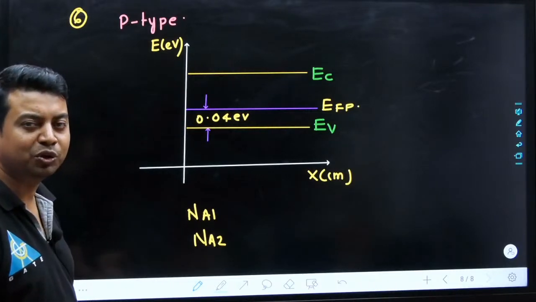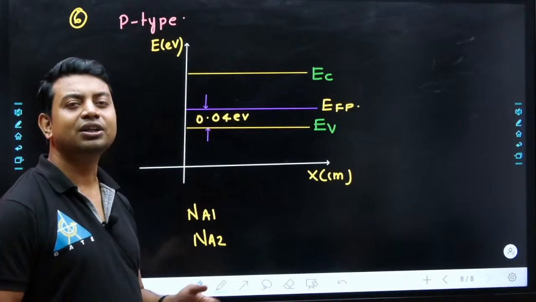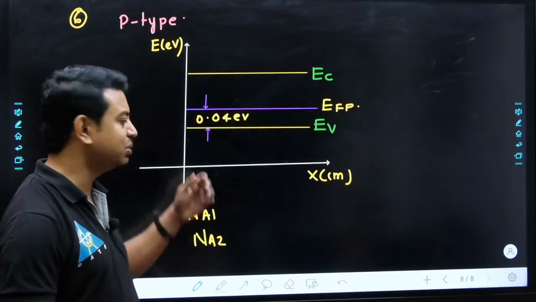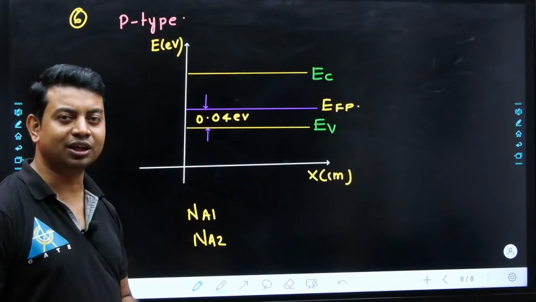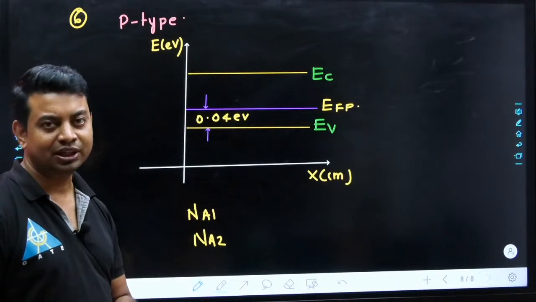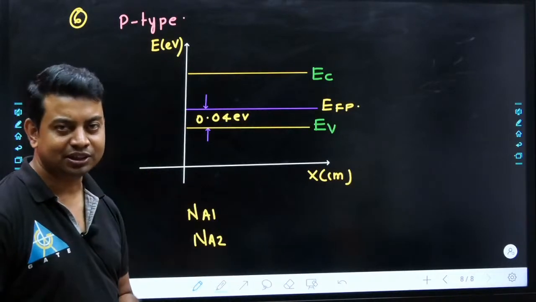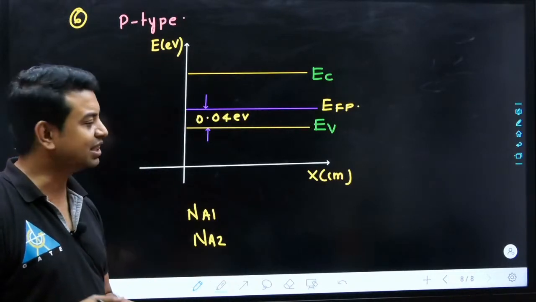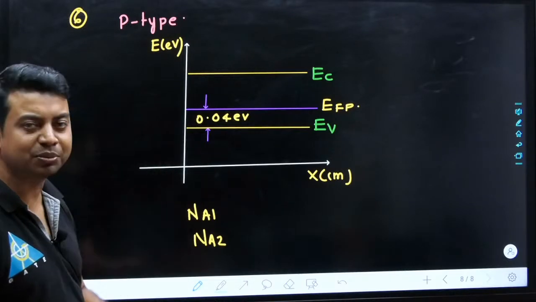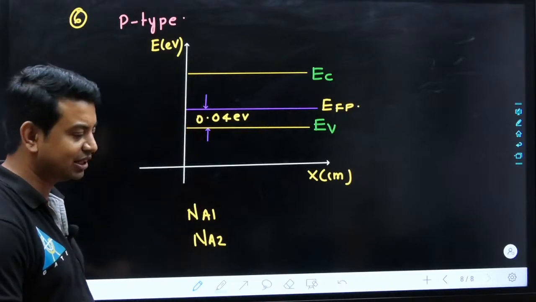Why? Because we know as we increase the temperature, the Fermi energy level will move closer and closer to the center of the forbidden energy gap. If the Fermi energy level is moving closer, the difference will increase, and if we increase the acceptor or donor atom concentration in case of p-type and n-type semiconductor respectively, then based on these concepts we can say that as we are increasing the acceptor atom concentration in p-type semiconductor, this difference will get decreased.